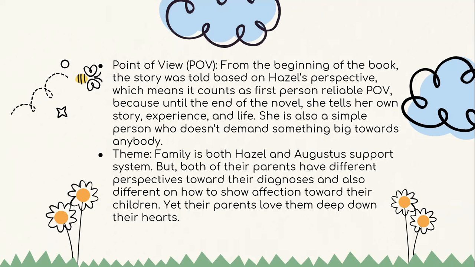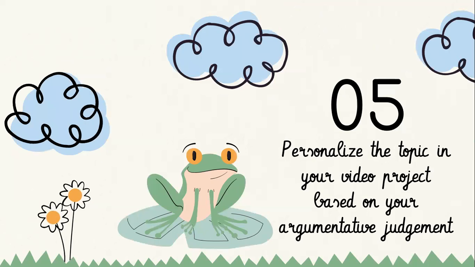The second one is theme. The book points out some essential aspects, such as family. Family is both Hazel and Augustus' support system, but both of their parents have different perspectives toward their diagnosis and also differ in how to show affection toward their children. Yet their parents love them deep down in their hearts. Moving forward to the next slide.